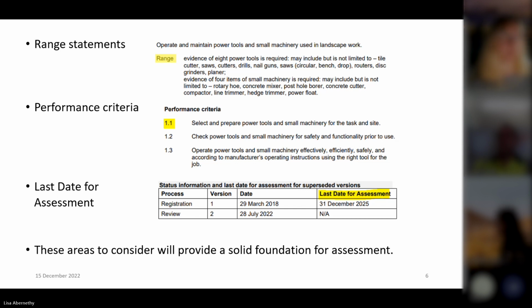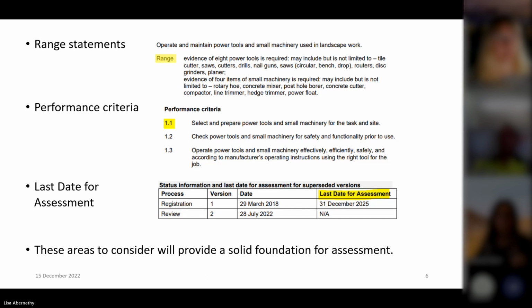There's also may include but not limited to. This provides suggested commonly occurring examples for consideration. So you consider evidence from the listed items on the unit standard, or may include other relevant items specific to the context. There is no set number of items that you must include when that is mentioned, but it needs to be appropriate to the level and complexity of the outcome for the PC.